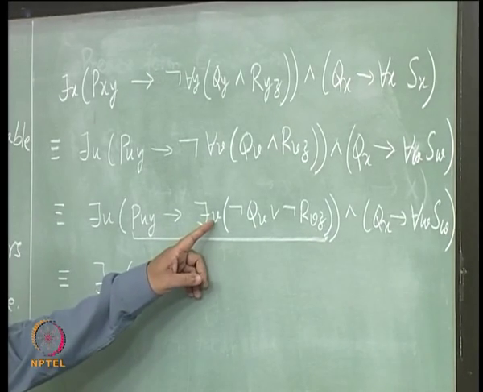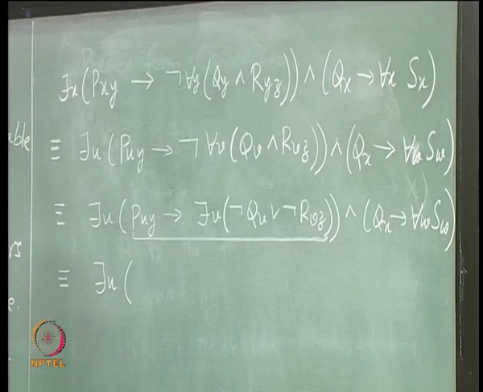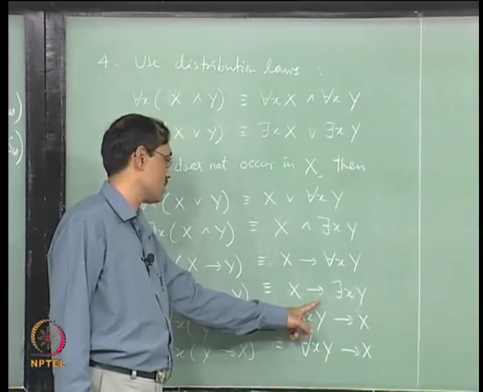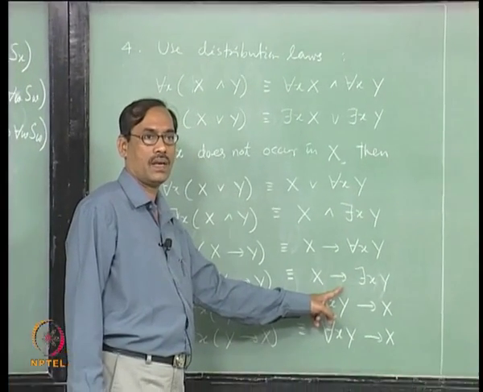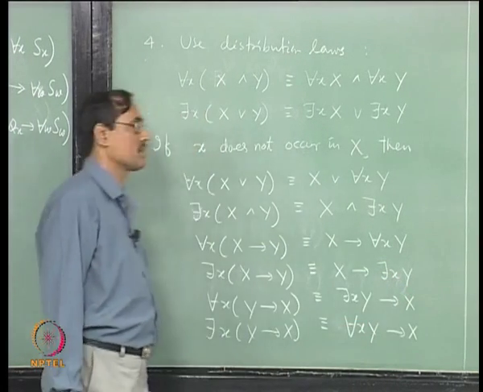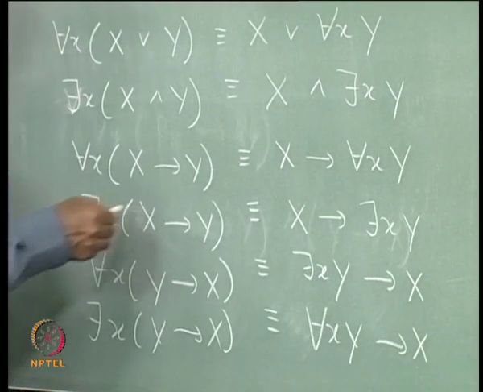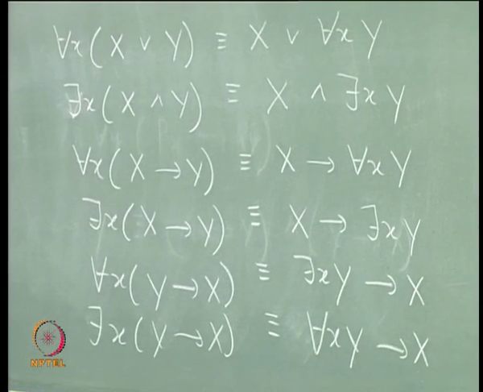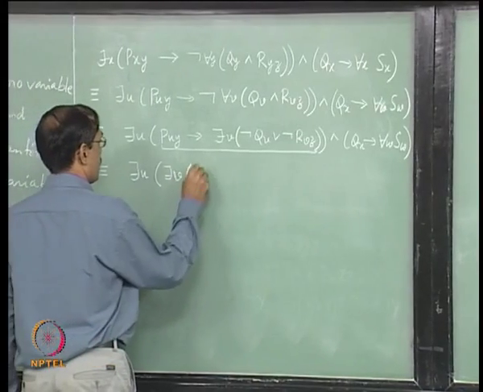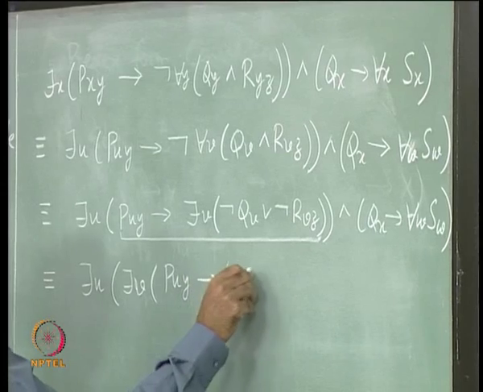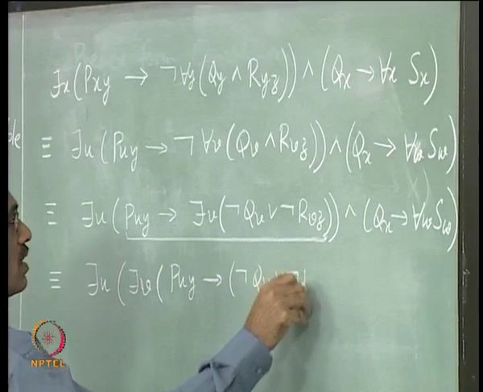So, this there is v can be pulled directly, right. Which law are you using? X implies there is, something like this, right. Something implies there is x, something else. So, that gives you there is x will come to the beginning. So, that gives there is v, p u y implies not q v or not r v z.